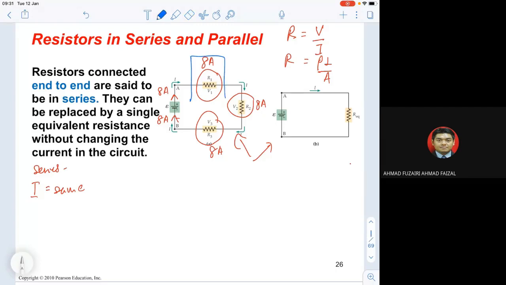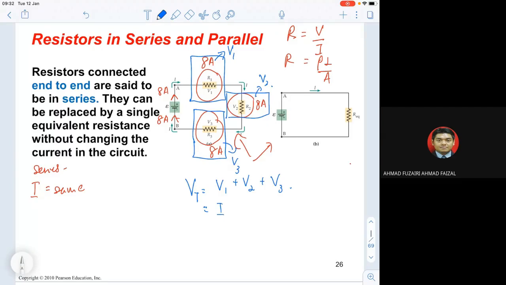So I will draw a box like this. One box is called V1, another box is called V2, and another box is called V3. The total V will be V1 plus V2 plus V3. So that's why we are saying that R equivalent is equivalent to R1 plus R2 plus R3.